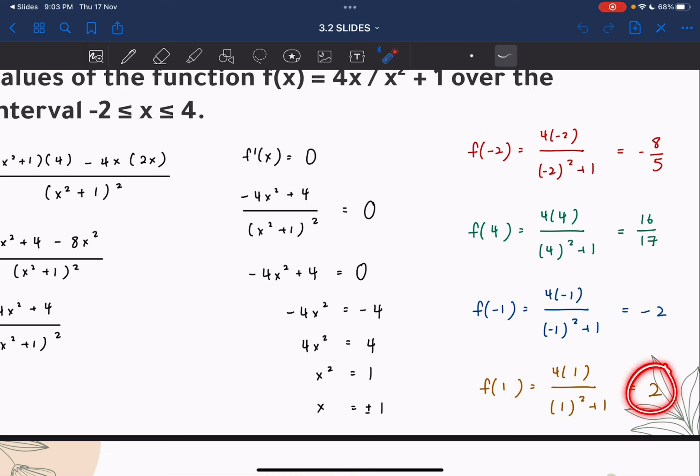And when you plug in x = 1 into f(x), you find that the y value is going to equal 2. So your maximum value will be when x = 1, which gives you 2. And your minimum is when x = −1, which gives you your minimum value, −2.